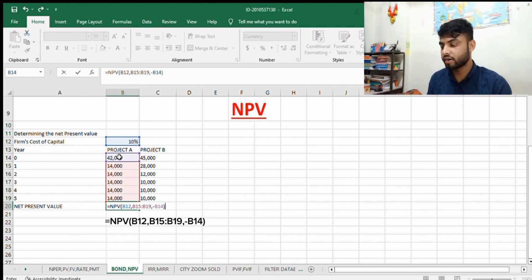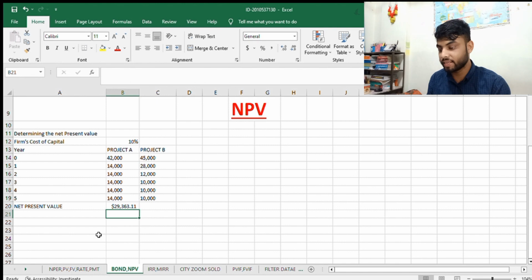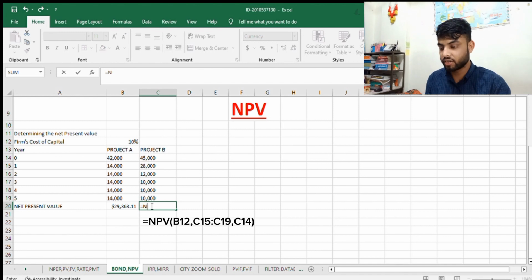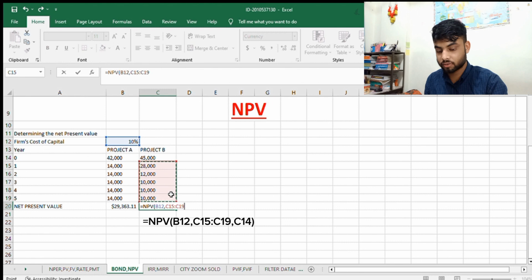Here we got our net present value for project A, which is $29,363.11. And then we can calculate the NPV for project B the same way: equal NPV, start the bracket, rate 10%, then the values for 1 to 5 years, then minus the initial value 45,000, then close the bracket and enter.